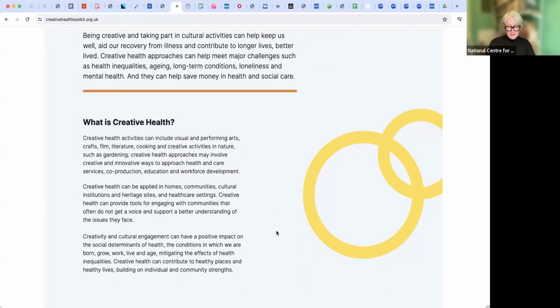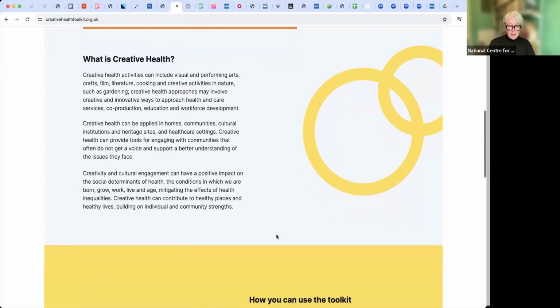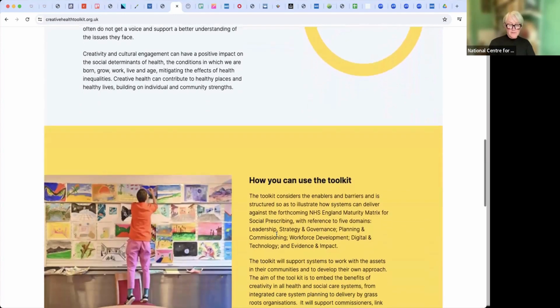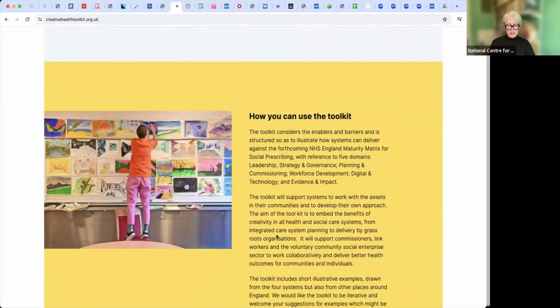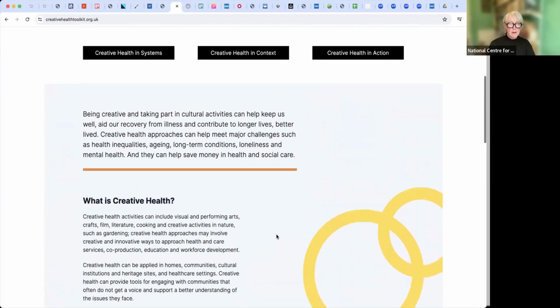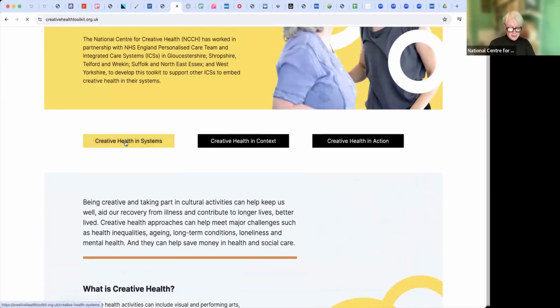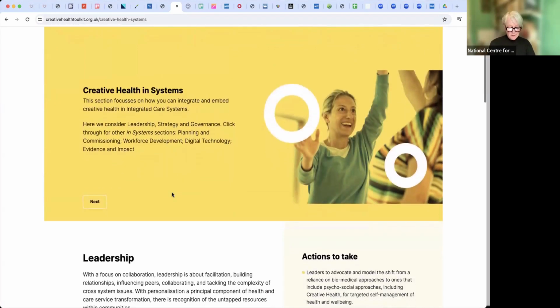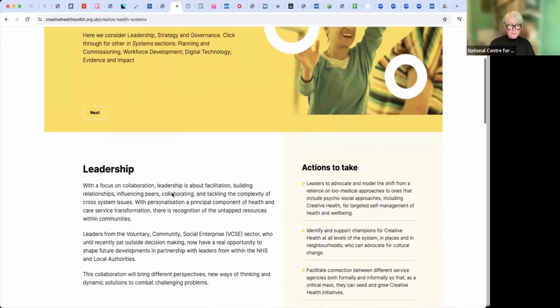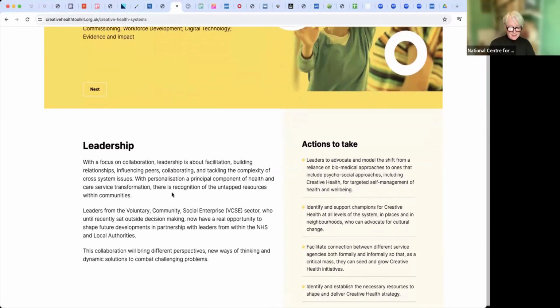The NHS England Social Prescribing Maturity Framework provided us with the 5 domains in the system section: leadership and strategy and governance, planning and commissioning, workforce development, digital and technology, and evidence and impact. If we go to creative health in systems, this first section is on leadership, strategy and governance, and we have a short description of what they mean and then some actions to take.